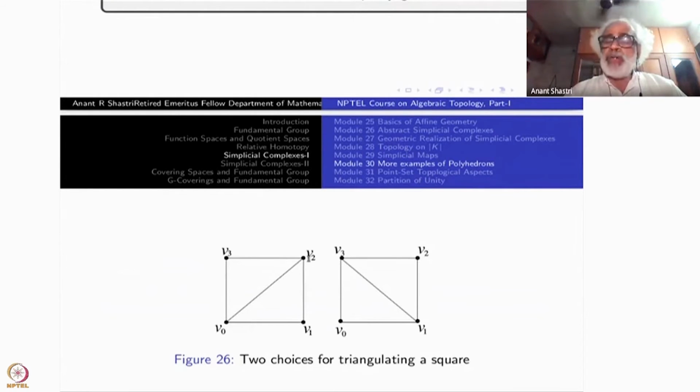V1, V2 is also delta 1. So this is a product. Okay, this is I cross I. The product space is I cross I. But what is the simplicial structure here? I can take (0,0), (1,0), (0,1), (1,1) as vertices.